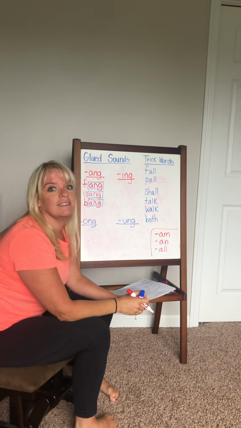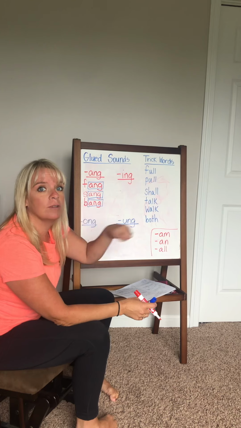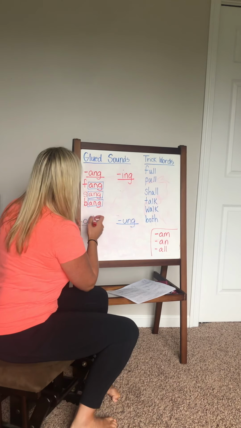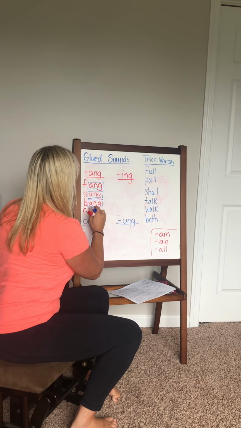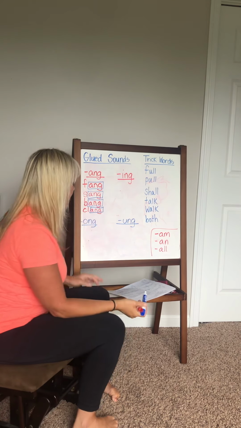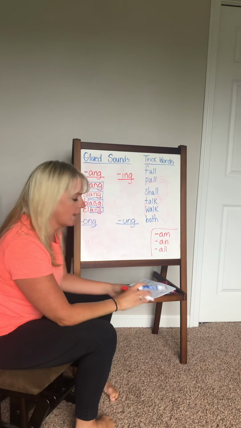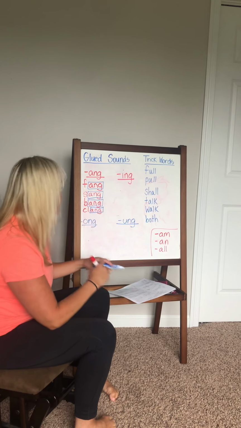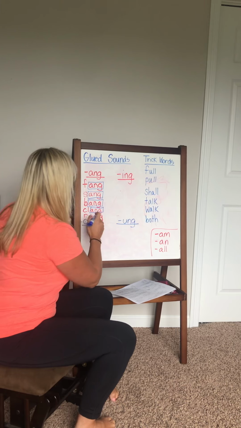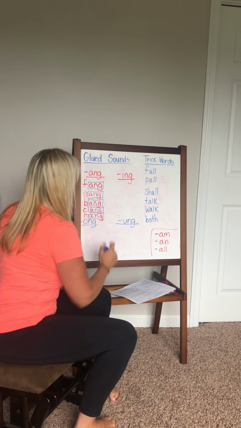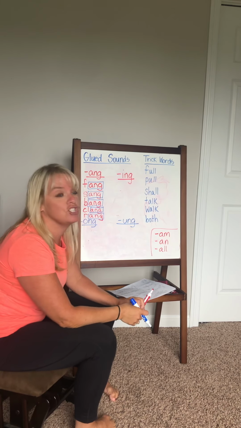Your next word is clang. Like the bell would do a clanging sound. So we're gonna do clang. And you're gonna box your glued sound. And your last word is rang, like the telephone rang. Ang. And you're going to box your glued sound just like that. So that's your first new glued sound for today, A-N-G.